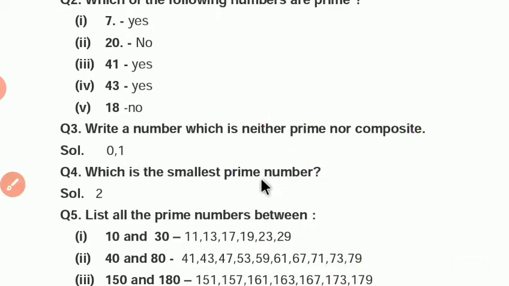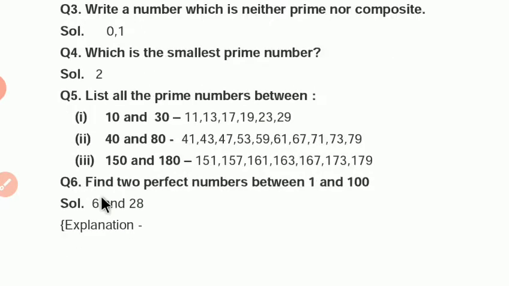Now question number 4. Which is the smallest prime number? We know that 0 and 1 are neither prime nor composite. So the next one is 2, which is the smallest prime number.